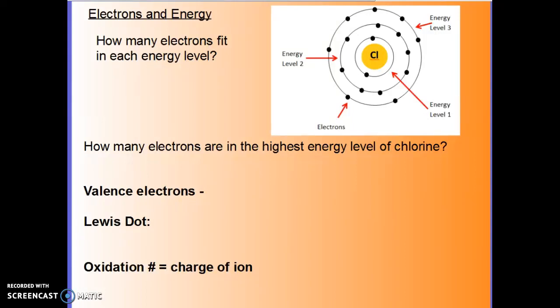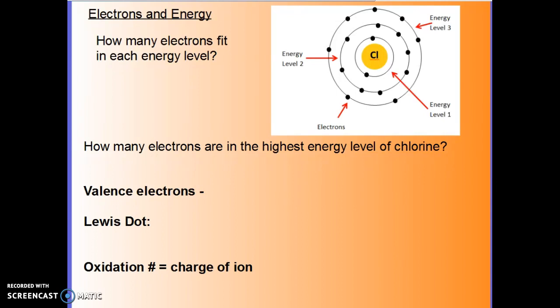Everyone, this week we're going to be learning about electron energy levels, oxidation numbers, and the trends on the periodic table. So to start out, we need to review how many electrons fit into each energy level and discuss again how those electrons in the highest energy level can help us to figure out the charge of the ion.